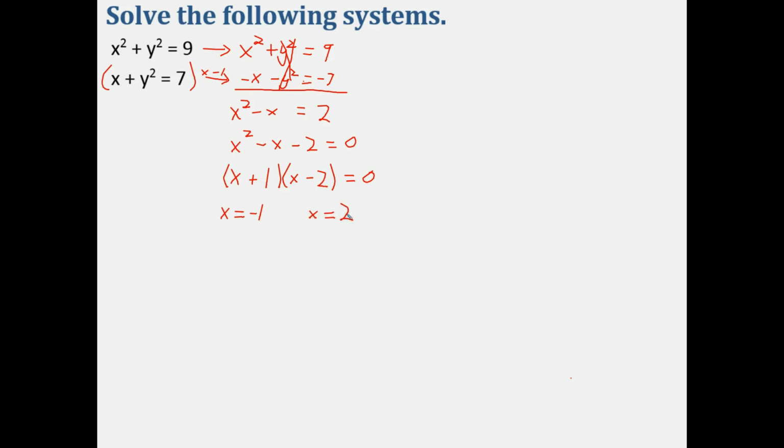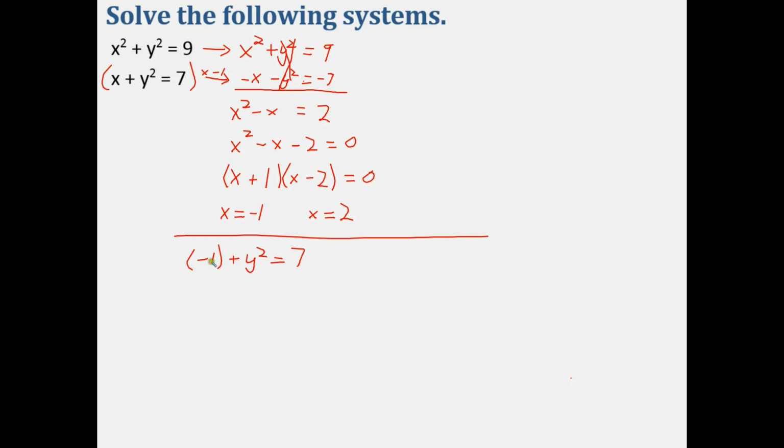And now what we need to do here is plug these back into one of our equations up here. Let's plug them into the second one. We want to solve for y. So we have x, which is, we're going to put in -1 plus y squared equals 7. So I put that into the bottom equation.